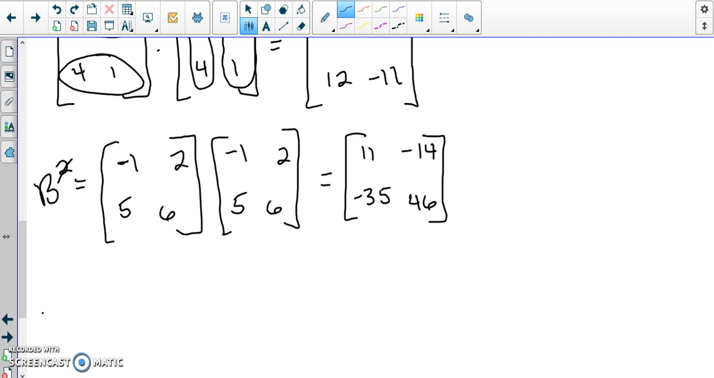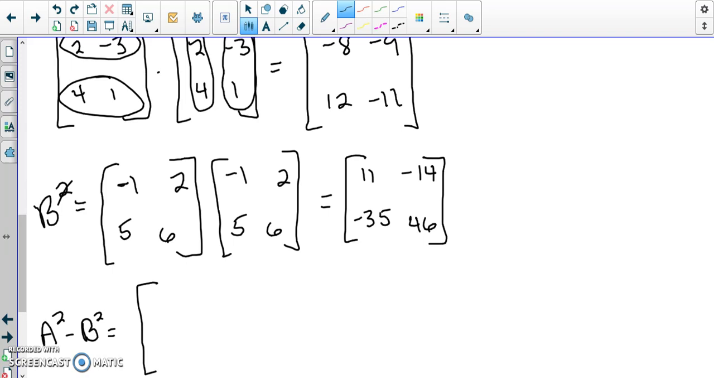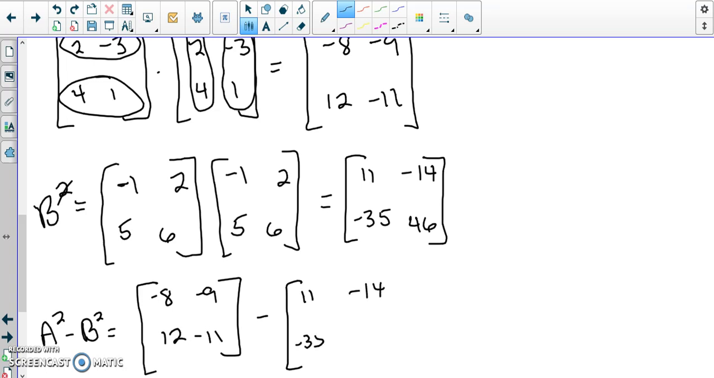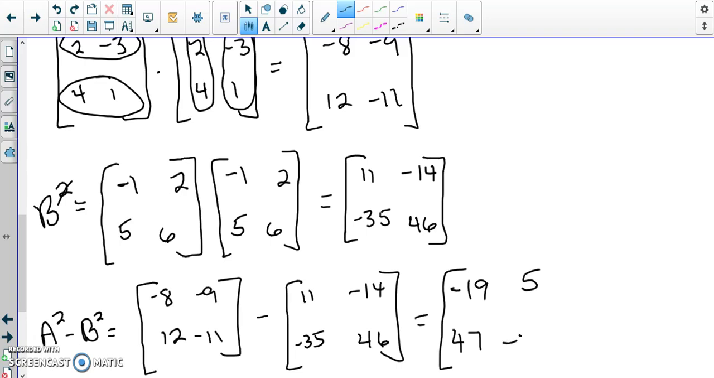Now we have to do A squared minus B squared. They have to be the same dimensions, which they are, 2 by 2. A squared is negative 8, negative 9, 12, negative 11, minus 11, negative 14, negative 35, 46. Subtract the corresponding terms, and we end up with negative 19. Negative 9 minus negative 14 is going to be positive 5. Down here, 12 minus negative 35 is 47. Negative 11 minus 46 is negative 57. So that is A squared minus B squared.